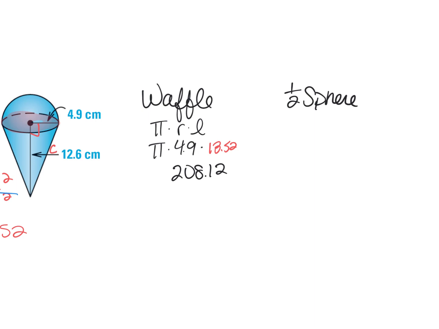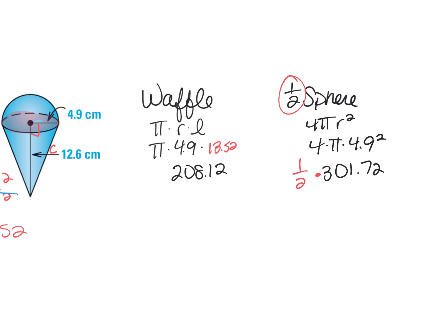So the formula for a whole sphere is 4 pi r squared. So 4 times pi times 4.9 squared. So I'll type that on the calculator. 4 pi times 4.9 squared gives me 301.72. And then don't forget we got to do the half. So times 1/2. So that would give me 150.86 is the half sphere.